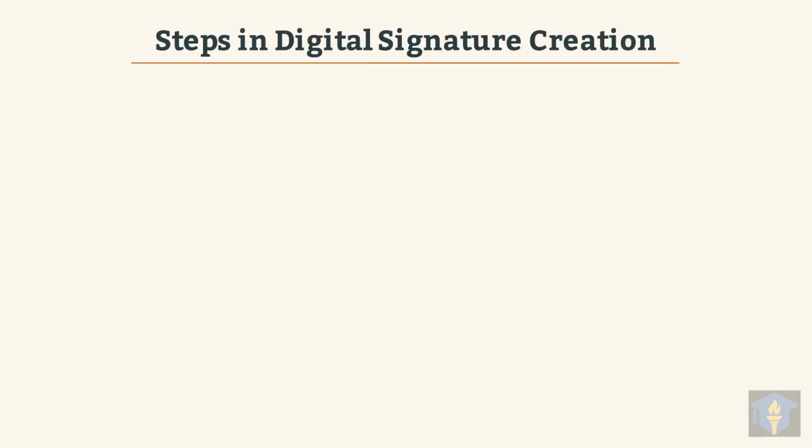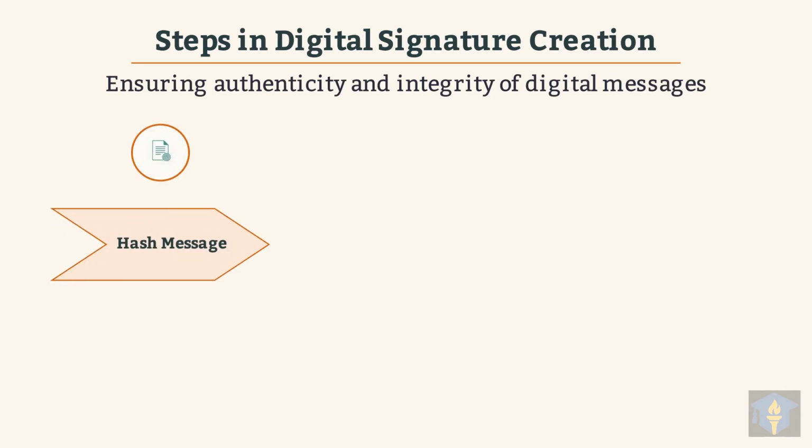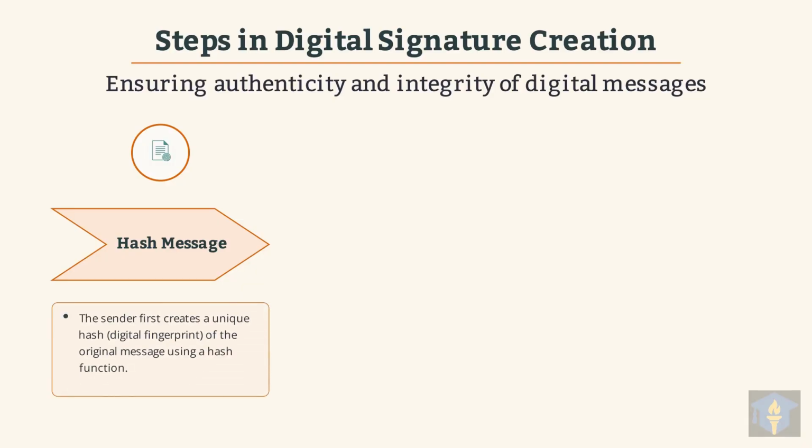Now, let's walk through the step-by-step process of how a digital signature is actually created. These steps are essential for ensuring both the authenticity and the integrity of your digital messages. The first step involves hashing the message, creating its unique digital fingerprint. The sender uses a hash function to create a unique digital fingerprint, or hash, of the original message.